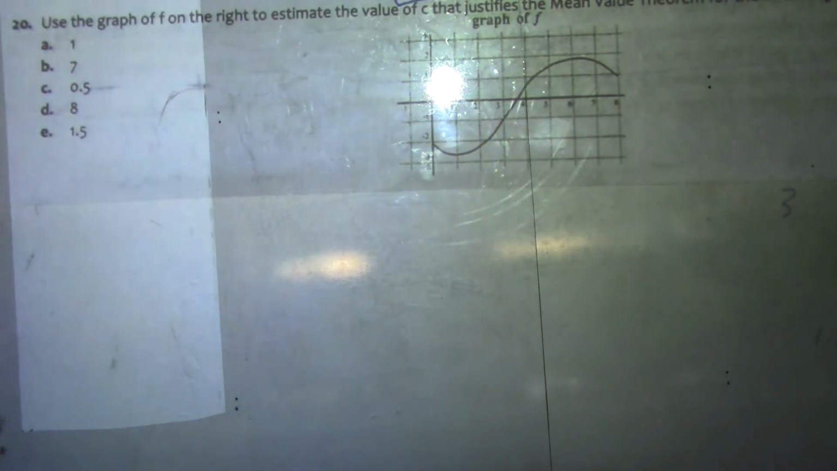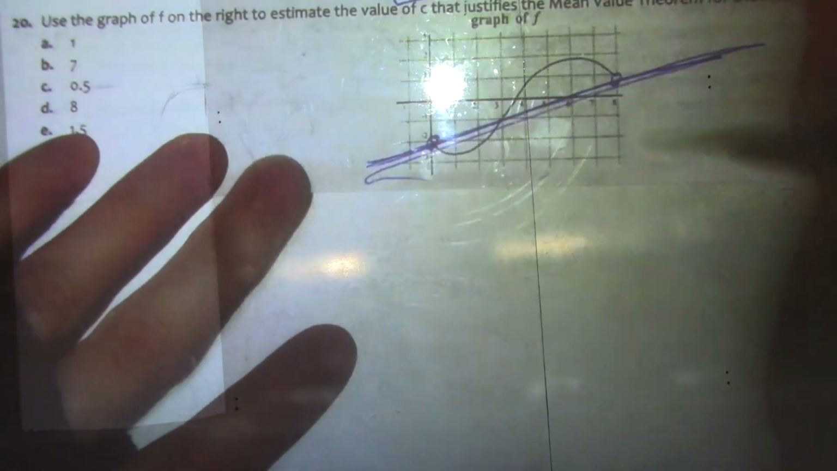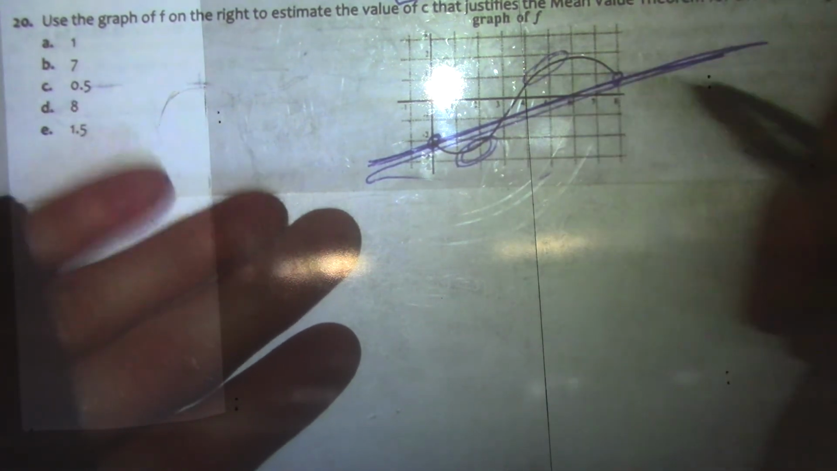Right, using the graph to estimate the value of c that justifies the mean value theorem for the interval 0 to 8. So let's go to 0 and 8, look something like that. I would say somewhere in here and somewhere in here, it's hard to tell. Maybe a little flatter somewhere in here and here. So let's check. 1, it looks like the derivative is 0 there. It's not increasing, not a positive value. 7 is definitely a negative slope, not right. 0.5, definitely a negative slope, nope.